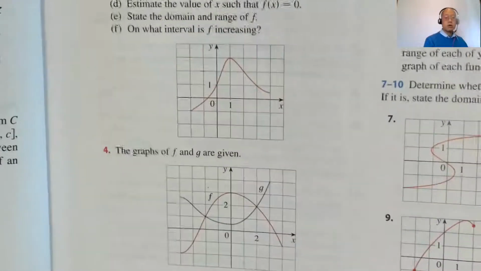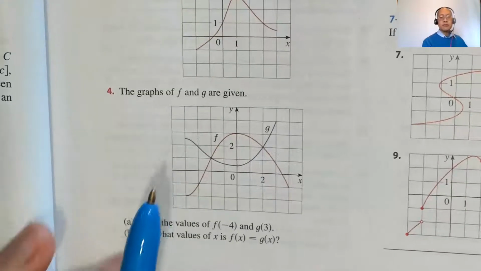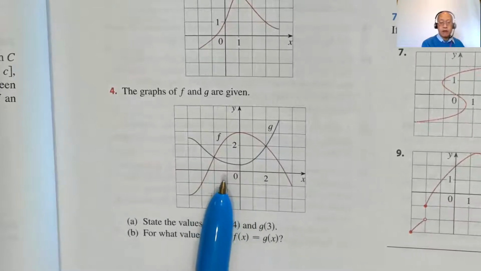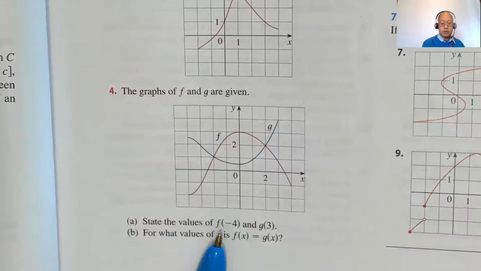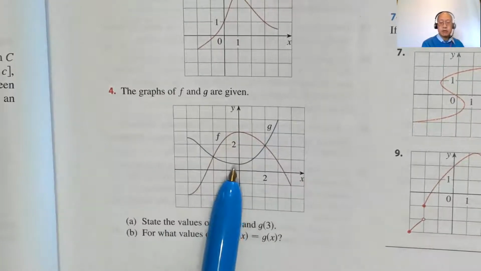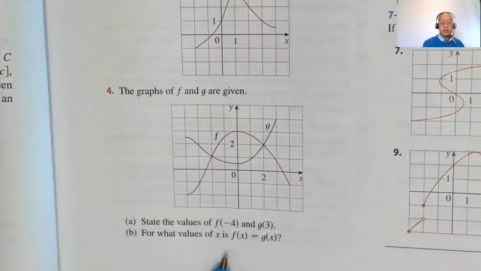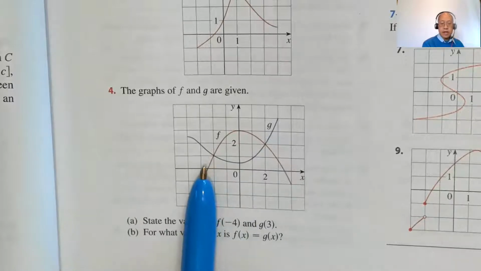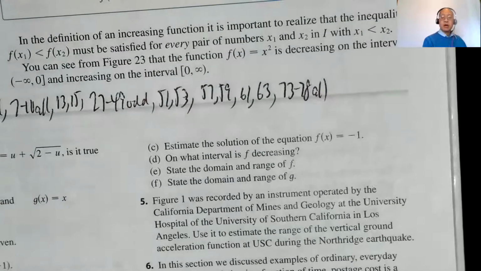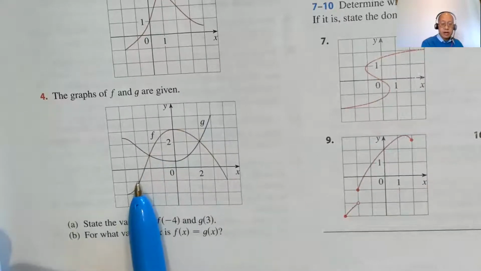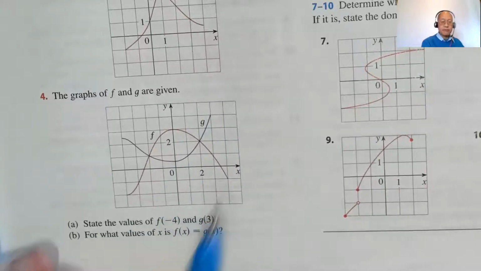Okay, 3 and 4. I'll do 4 for you. State the values of f of negative 4 and g of 3. So f of negative 4 in the red graph, 1, 2, 3, 4, that comes out to be negative 2. G of 3, blue graph, 3, 1, 2, 3, 4. So this looks like it's 4. Okay. For what values are f and g the same? That's where they touch. So the x values are negative 2 and 2. Estimate the solution of f of x equals negative 1, y equals negative 1, for the f graph. Looks like here and here, so that would be negative 3 and positive 4.